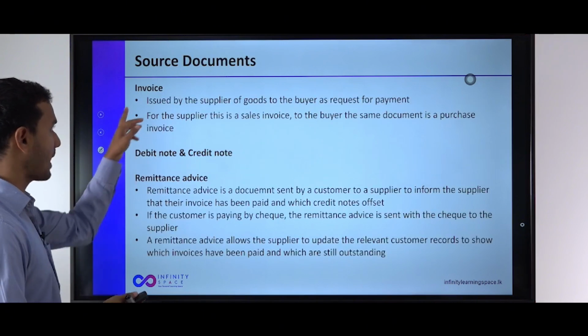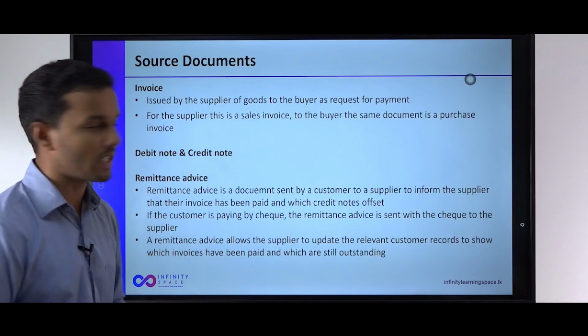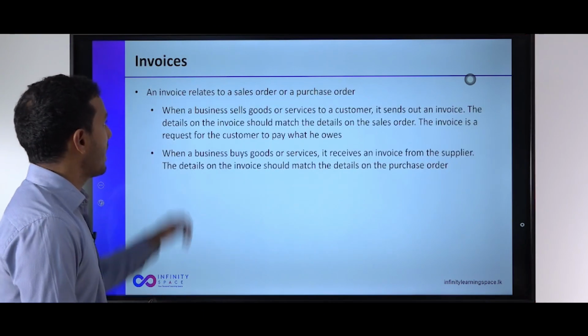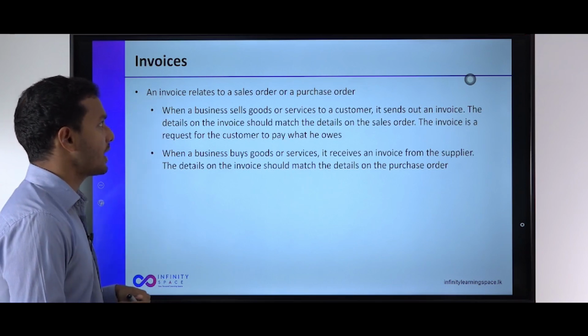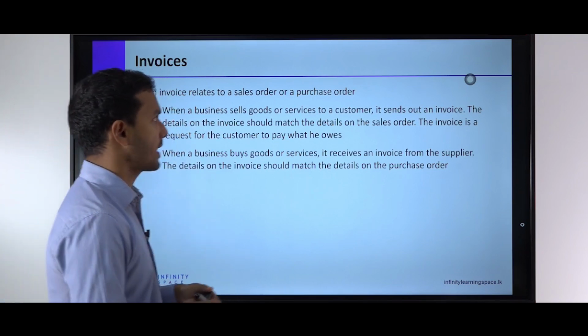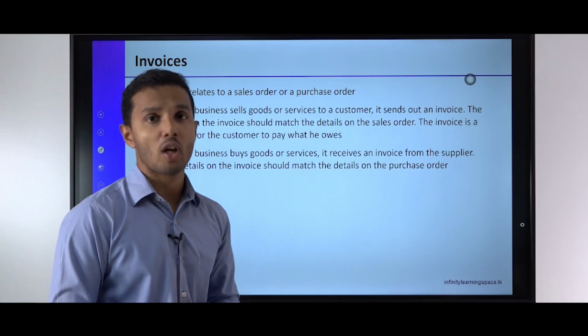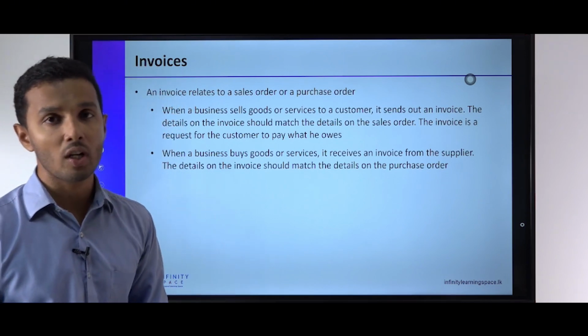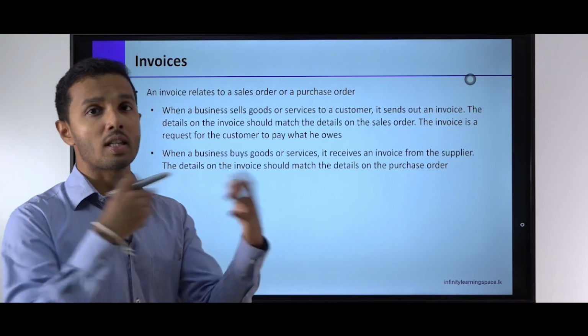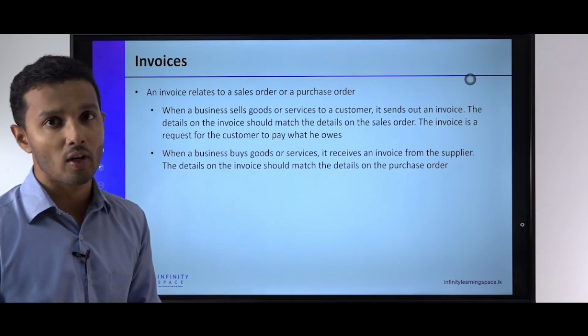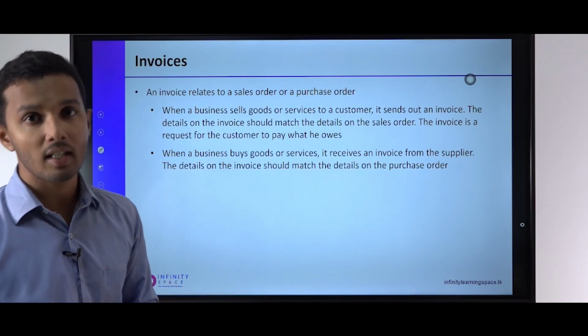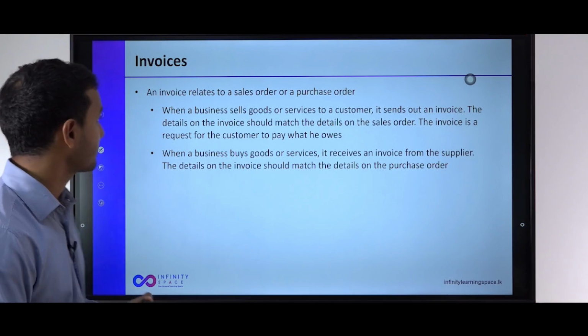Now we are going to go back and have a closer look at invoices. Right. So like I said before, an invoice relates to a sales order or to a purchase order. What that means is the same document can be a sales invoice or a purchase invoice depending on who is looking at it. So to the supplier or to the seller, it's a sales invoice. To the buyer or to the purchaser, it's a purchase invoice.